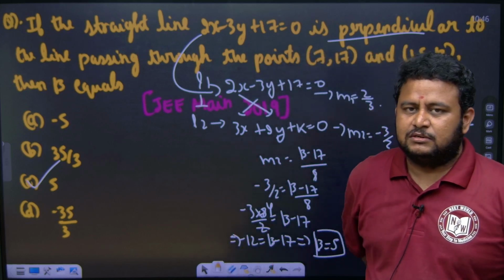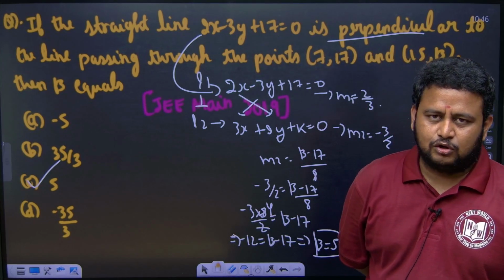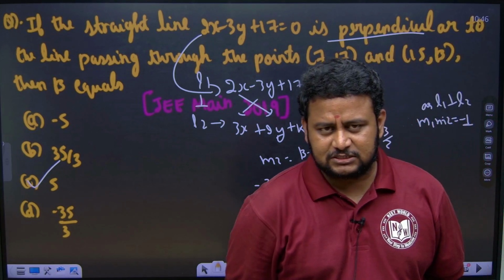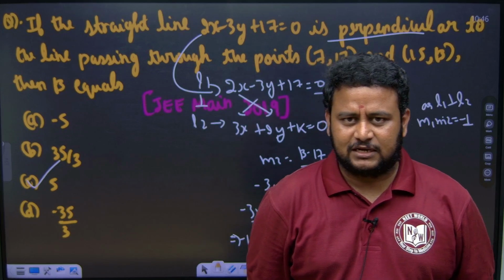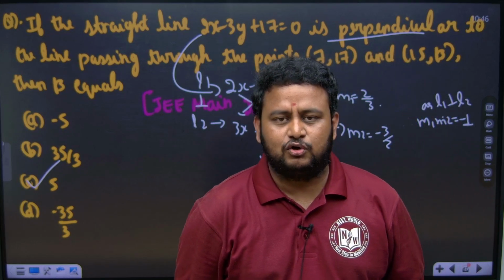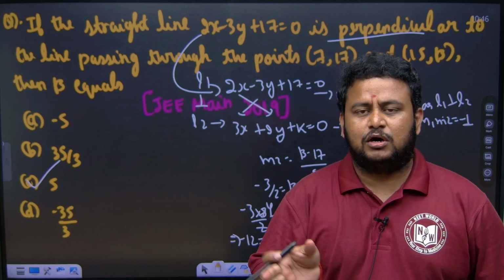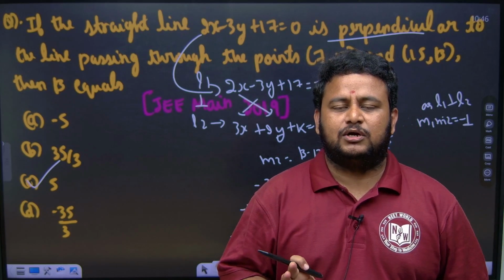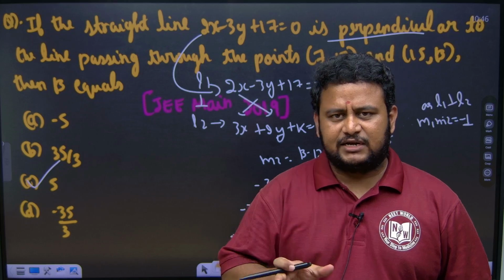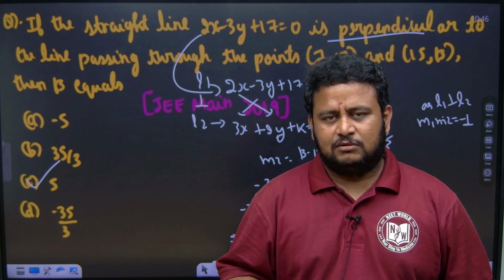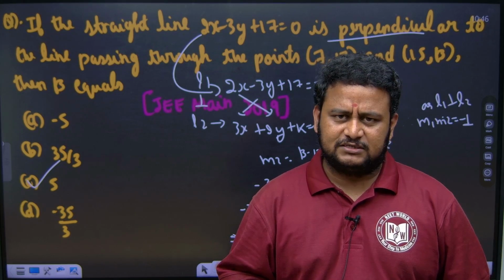Very simple question. It is based on the concept of slopes of perpendicular lines. One thing you should know is how to use the slopes of perpendicular lines: the product of the slopes, m1 m2, will be equal to minus 1. Another thing you should know very well is, if a line is given, how to draw a line parallel to it. I told you, if it is a parallel line, you directly write it as it is, only the constant value changes. It may or may not change.